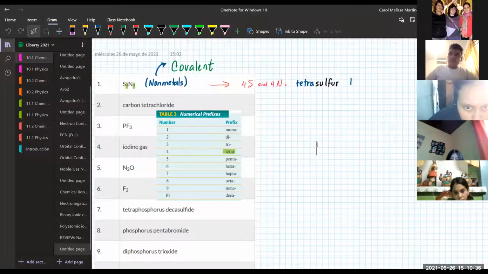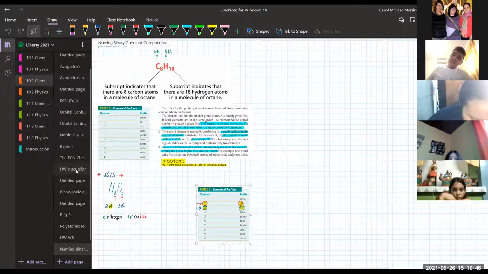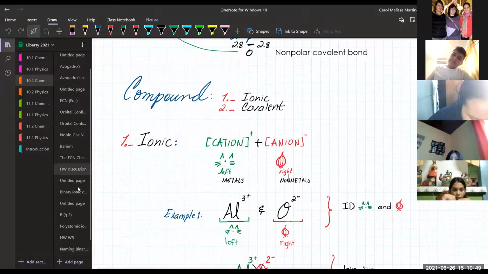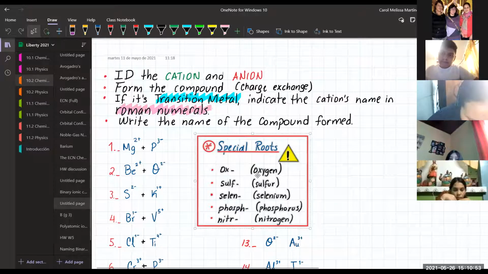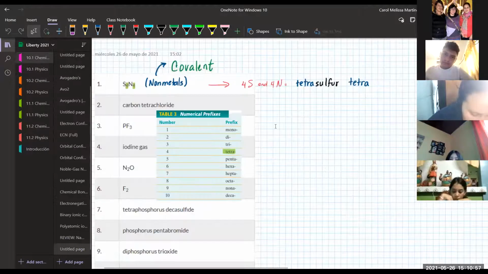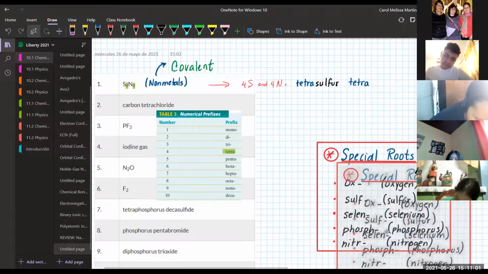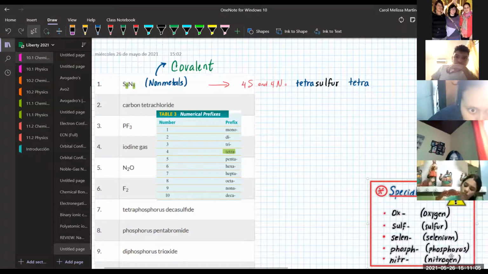Then we write the root of the second element. Remember that I gave you the special roots. Let me see. I need them over there. So all these tables that I use, you must use them, okay? It's very useful that you keep them with you.